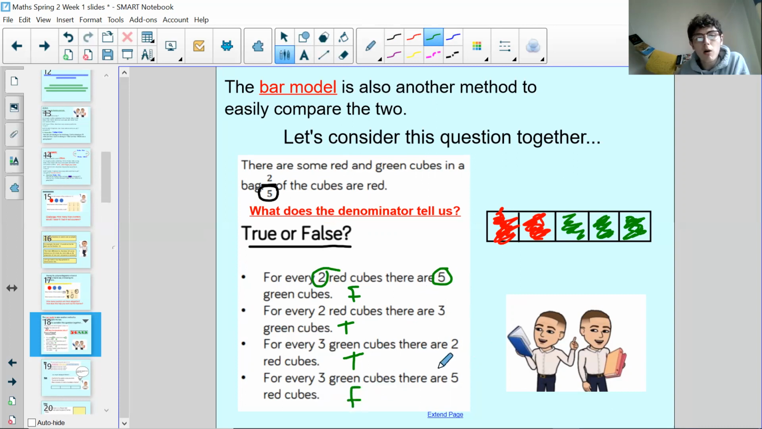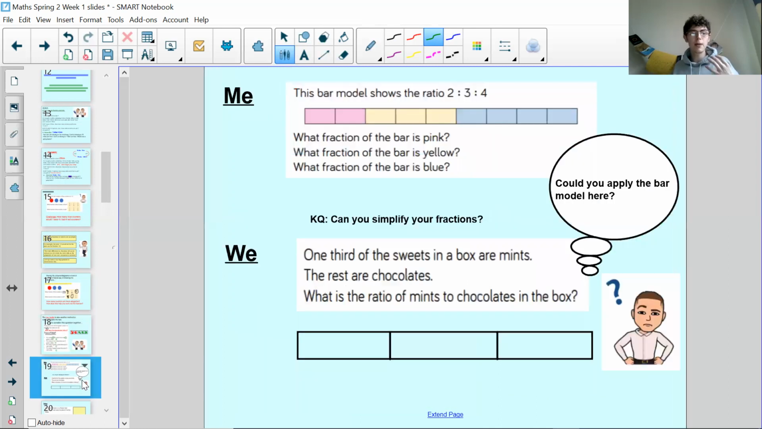So drawing your bar model can be really helpful in representing these fractions for you, and it can be a good way to compare the ratio. So let's do a bit of me and we. So this bar model shows the ratio 2:3:4. Now, what fraction of this bar is pink?